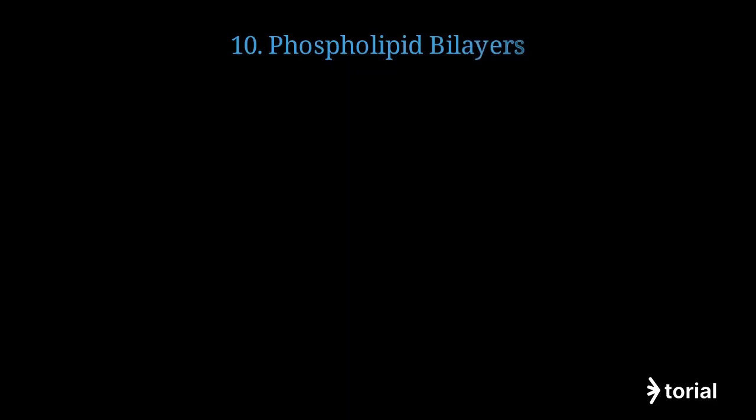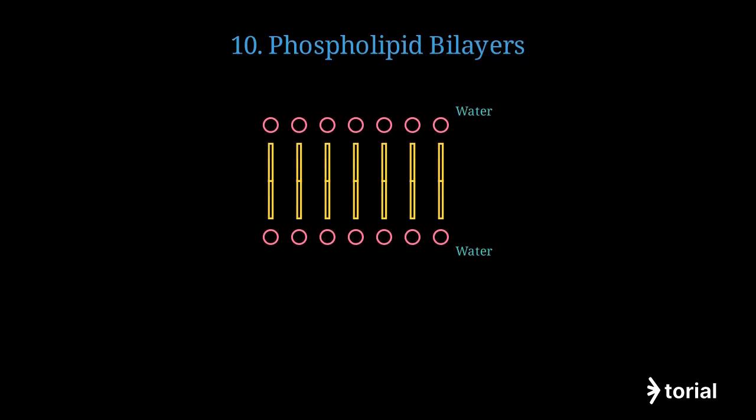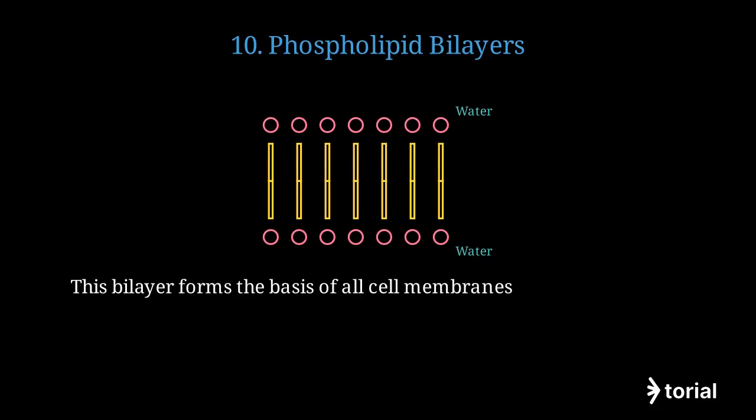Phospholipids spontaneously form bilayers in aqueous environments. In water, phospholipids arrange into bilayers with hydrophobic tails facing inward and hydrophilic heads facing outward toward water. These bilayers form the fundamental structure of cell membranes, separating the cell interior from the external environment.